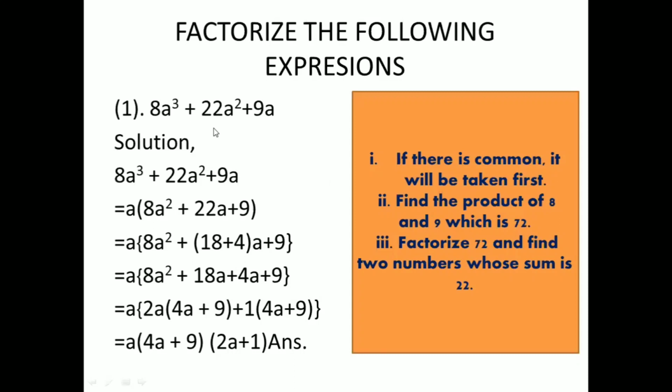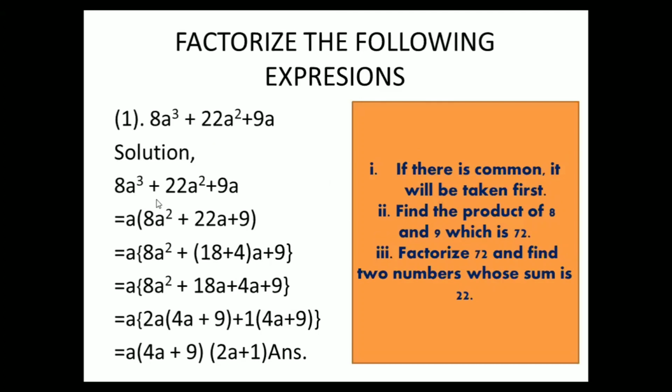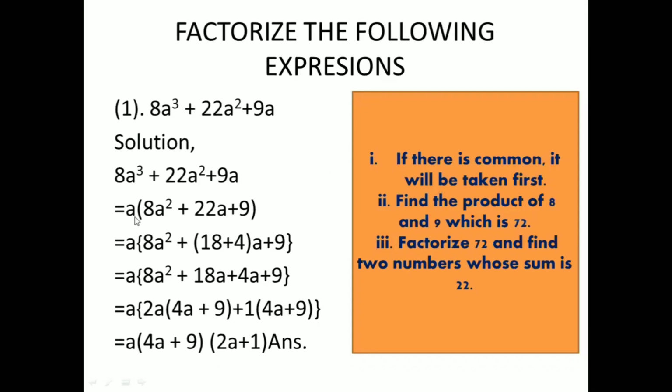As I told you, this is a little bit different from the previous one, and here there is a common factor in all the terms. If there is a common factor in all the terms, we have to take it common first, a. Please keep in mind that you don't take it common if it is common in only two terms. If there are three terms, it must be common in all, then only take common. If you take a common, then 8a square plus 22a plus 9 is left.